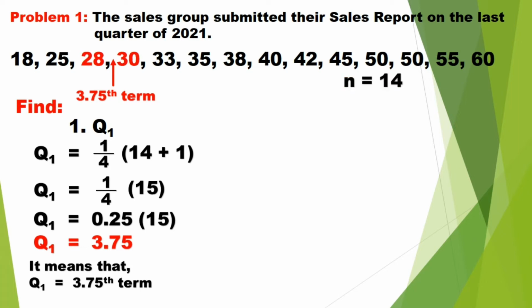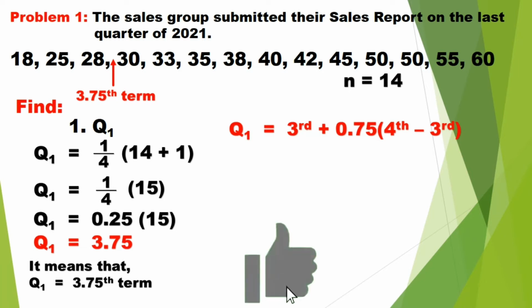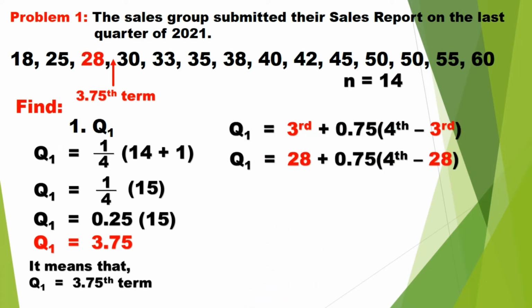It means that the first quartile is located at the 3.75th term, or between the third term 28 and the fourth term 30. In this situation, we need the process of interpolation to get the middle value. And the formula is Q sub 1 equals third term plus 0.75 times the quantity of the fourth term minus the third term. Substituting the values, the third term is 28 and the fourth term is 30. So we have the interpolation equation. Q sub 1 equals 28 plus 0.75 times the quantity of 30 minus 28.